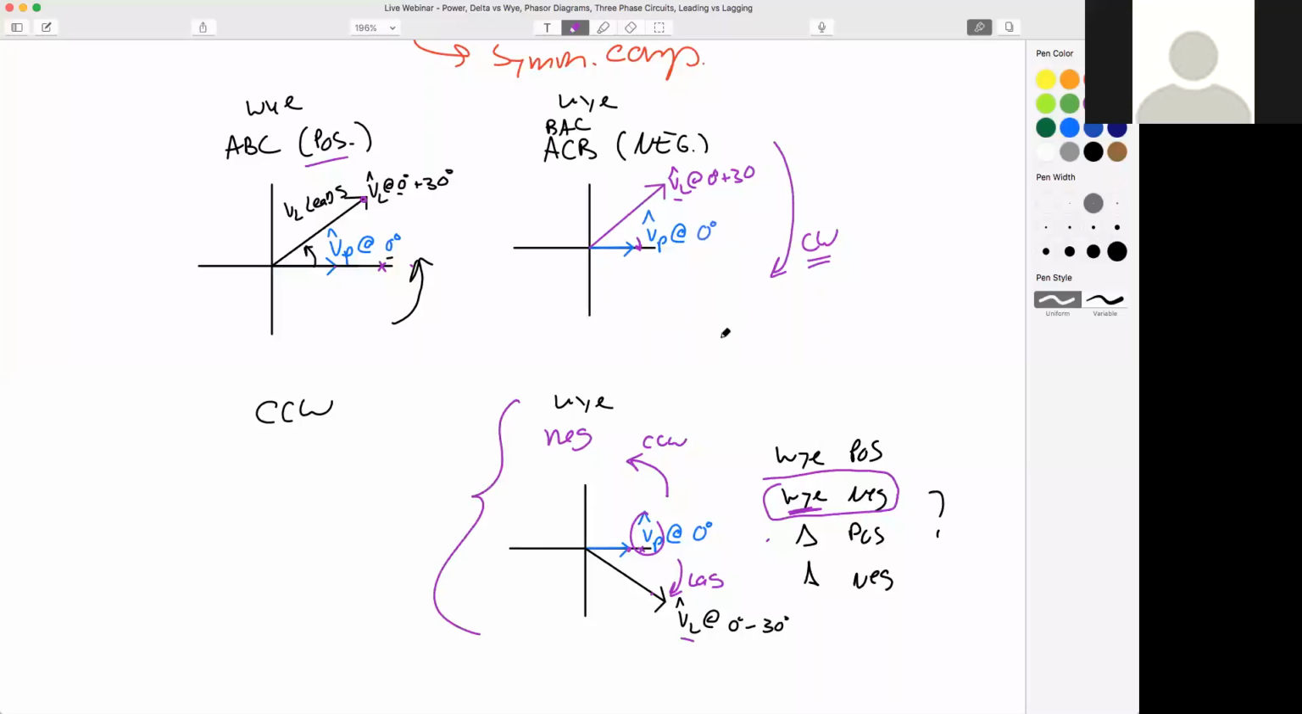But another way the PE exam might say it is, what if they don't say positive or negative? What if they say it rotates counterclockwise? That's code word most of the time for positive. And if they say it's just rotating clockwise, that's code word for negative. So there's a lot of different ways these can be represented.